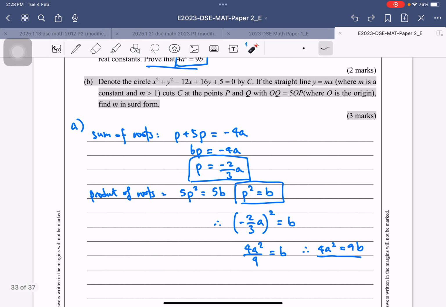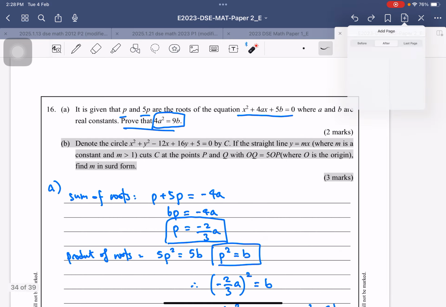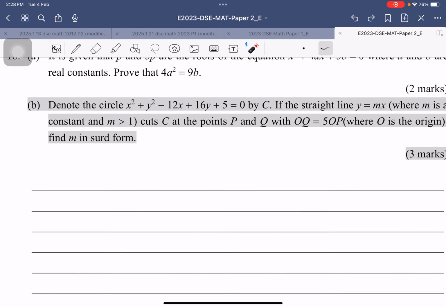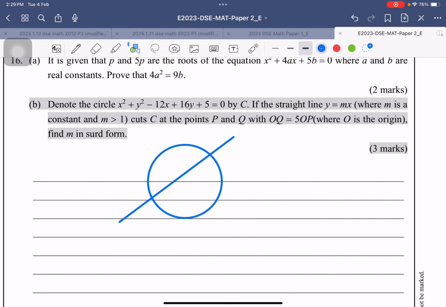And then part B. So part B, we have a circle. This is the circle, and we have a straight line. Okay, and m is greater than 1. What is the meaning of m is greater than 1? The slope is positive. So you draw a circle here, and then you draw a straight line. This is positive, so it's going to look like this. So now it cuts at the point P and point Q.